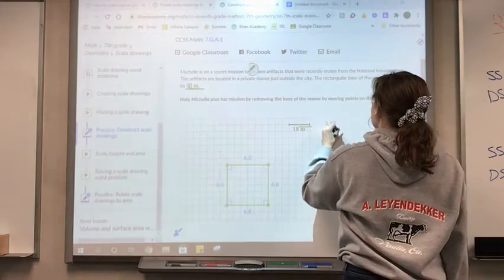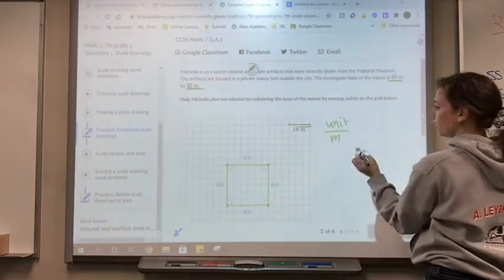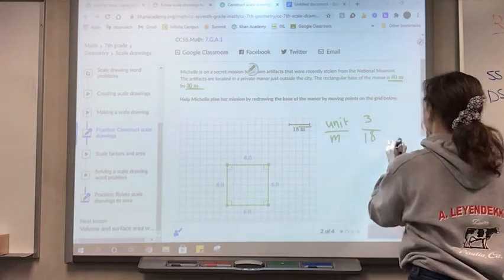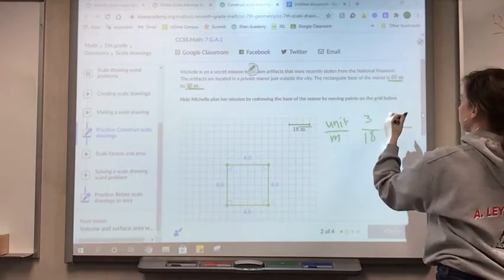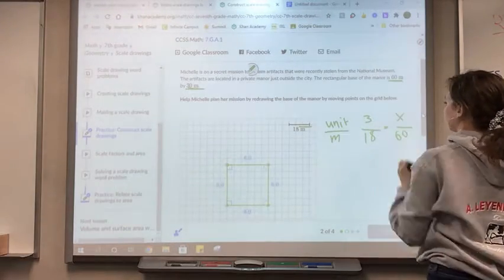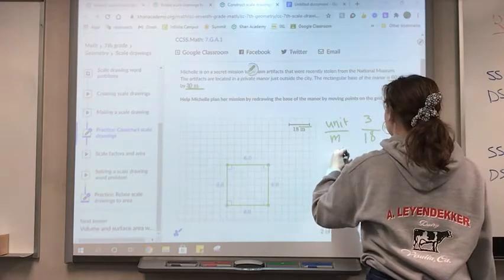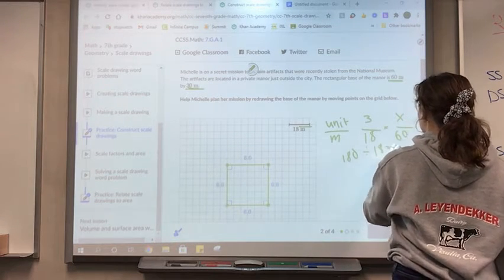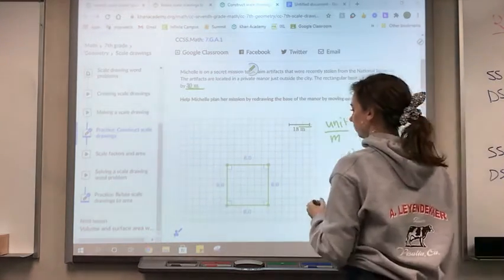So we'll do units and meters. So we're going to create a proportion. 3 units equals 18 meters. And then we know that one side of the base is 60 meters, so we'll put 60 here. And then we have to find how many units that would be. So we can do 3 times 60, that gives us 1800, divided by the 18, and that gives us 10. So one side of the base is going to be 10 units.